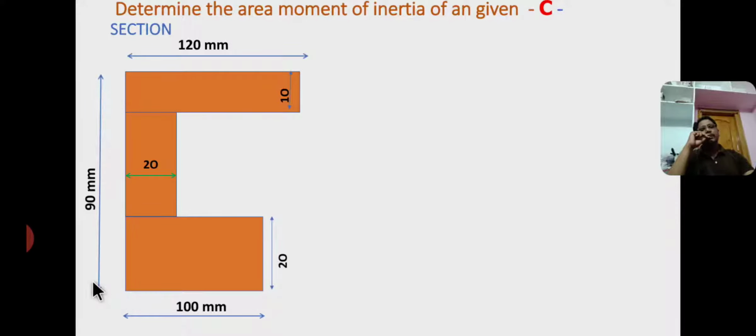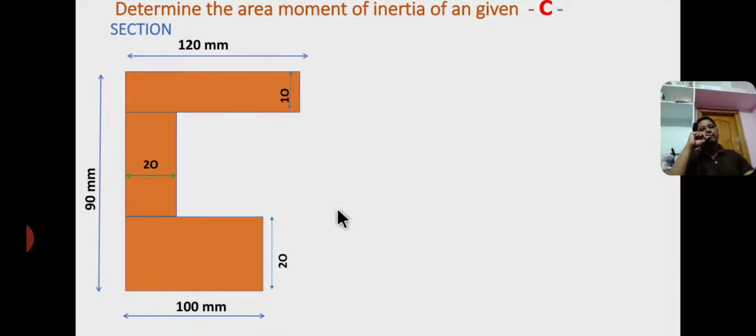The C section contains 3 rectangles. One is vertical and 2 are horizontal. The total height of the C section is 90 mm, the base length is 100 mm, and the top length is 120 mm. The thicknesses are 20 mm for the bottom, 20 mm for the web, and 10 mm for the top. This is an unequal flange, unequal channel section.